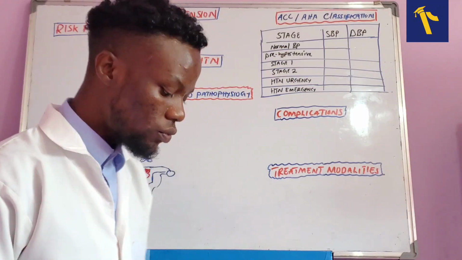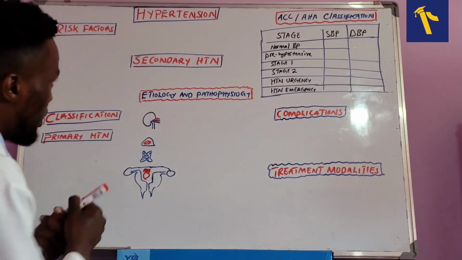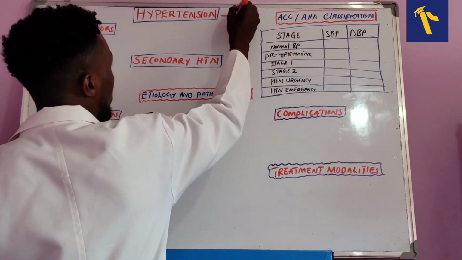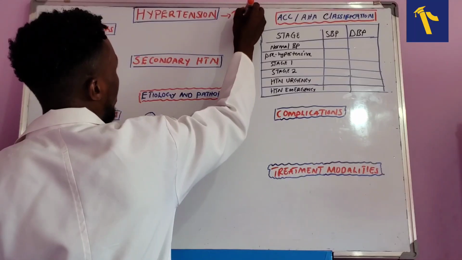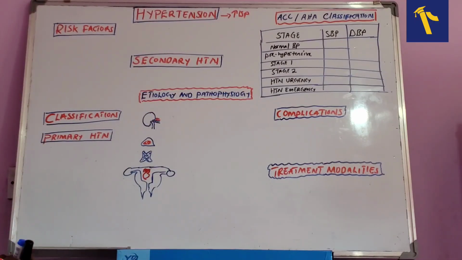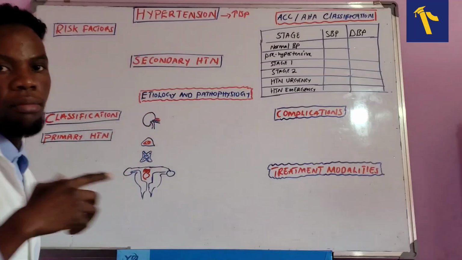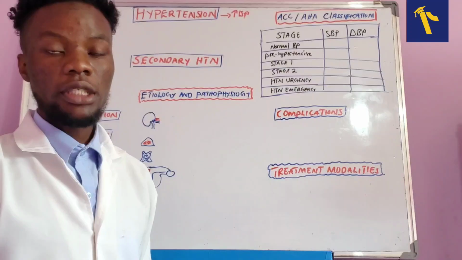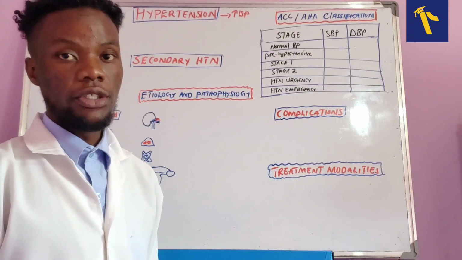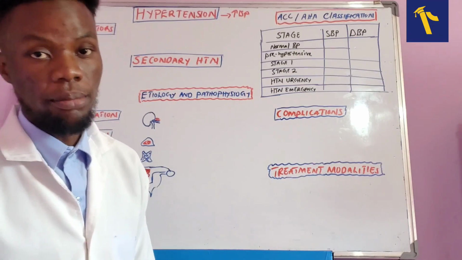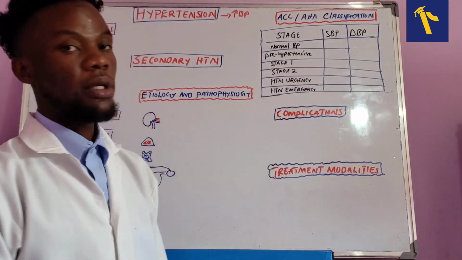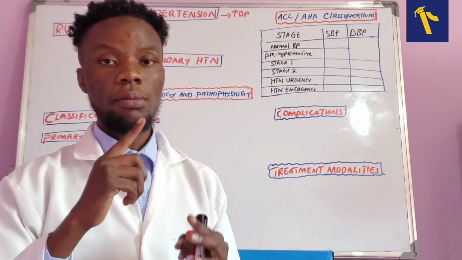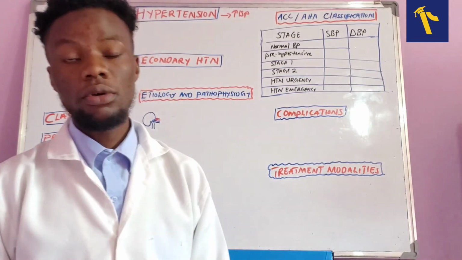Let us begin. So what is hypertension? It has the simplest definition: it's just the elevation in blood pressure. Hypertension is the medical condition characterized by abnormal elevation of blood pressure outside the normal range. We'll talk about the normal range of blood pressure later. Basically, hypertension is just the elevation of blood pressure, and it's a chronic medical condition.